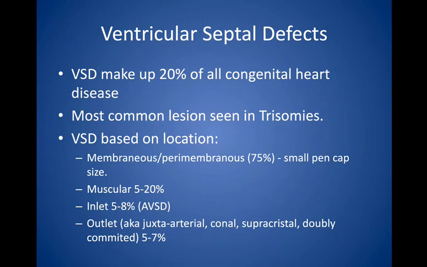Muscular VSDs are typically seen in 5 to 20%. Inlet VSDs, near the inlet of the RV, so the tricuspid area, you can see in 5 to 8%. This would also be in the posterior part of the heart and most commonly seen with AV septal defects as well. Outlet VSDs have multiple names. If you hear juxta-arterial, conal, supracrystal, or doubly committed, these are all lumped together as outlet VSDs, and those are typically 5 to 7%.